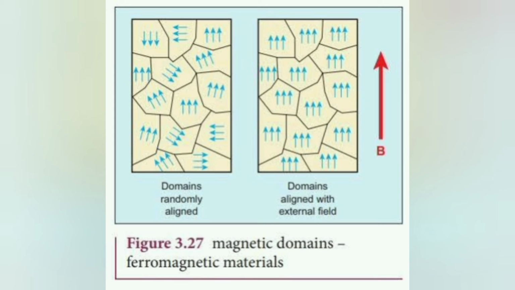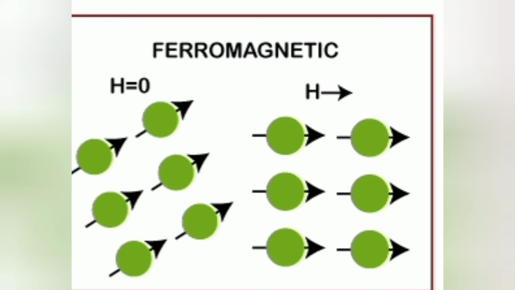Therefore, in the absence of magnetic fields as well, they remain magnetized, although the different domains of the magnetic materials have different directions of the magnetization. You can also see in this picture that even in the absence of the external magnetic field, the atoms in the domains of the ferromagnetic materials tend to be magnetized in a particular direction.